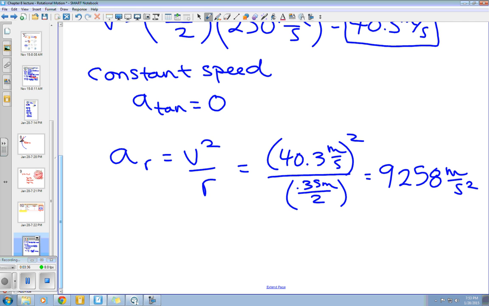Since the tangential acceleration is 0, that's the total acceleration of the particle. That just gives you a little idea of how to apply the equations to link your radial terms and your translational terms.